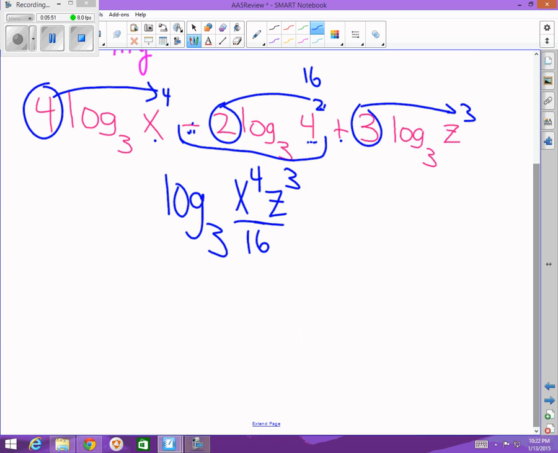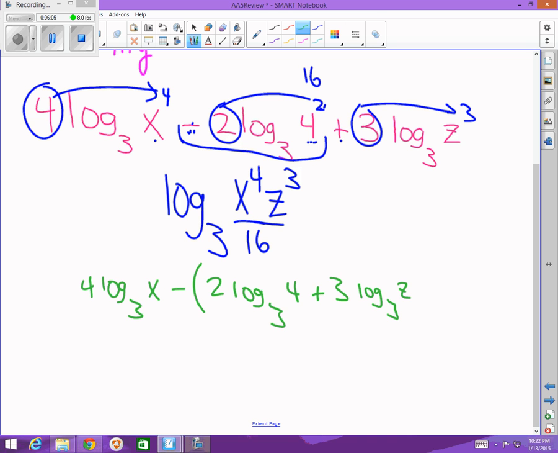Now, if that would have been switched, and let's say it was 4 log base 3 of x minus, and then a parenthesis, 2 log base 3 of 4 plus 3 log base 3 of z. Okay, so now when you do this one, because this is in parentheses, you're dividing this whole thing, so you would have log base 3 of x to the fourth, and then you would have 16z cubed in the denominator because you're going to divide both of those two things because they're grouped together. All right, like I said, that may come on the calculator part.